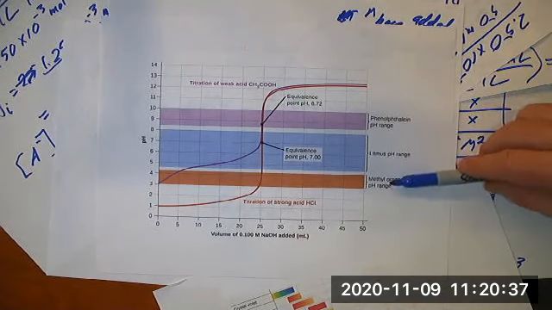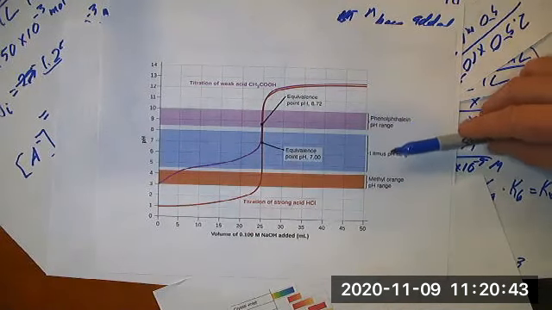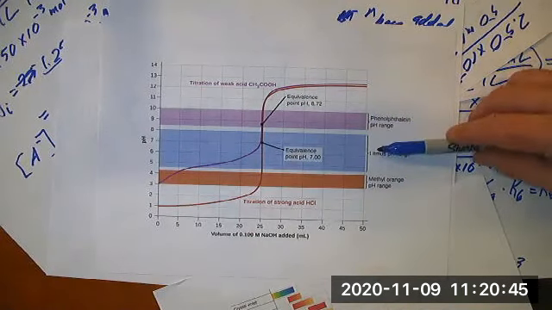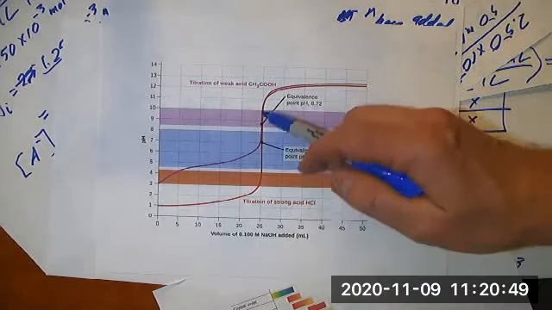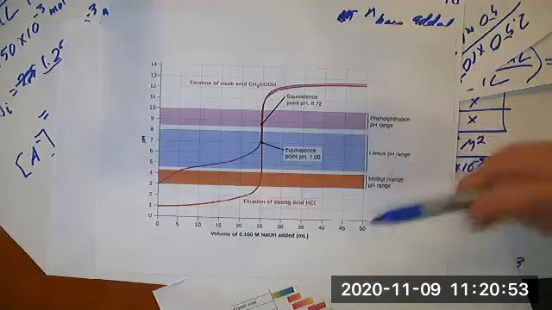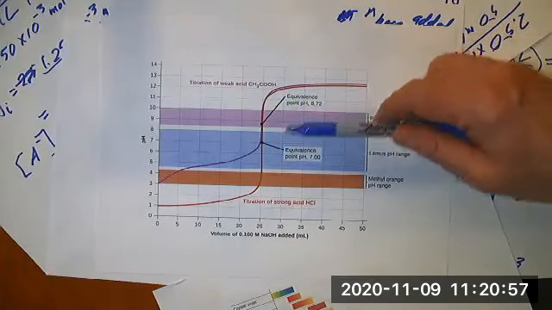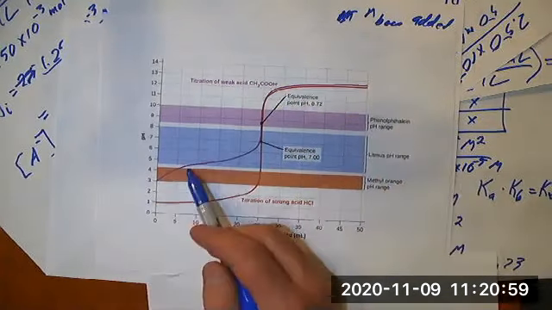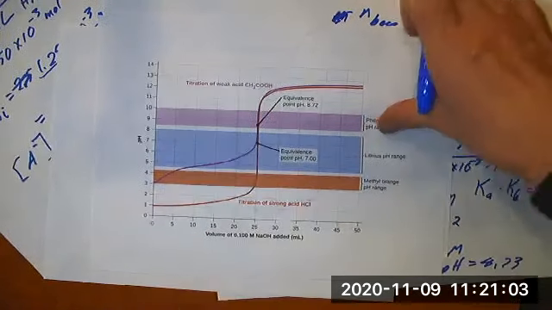indicators will have different ranges where they change pH, so change color. So you could see here that the litmus pH range here would work very well for the strong acid, strong base situation, but it would not work well for the weak acid strong base case because it would start changing down here in the buffer region. Okay.